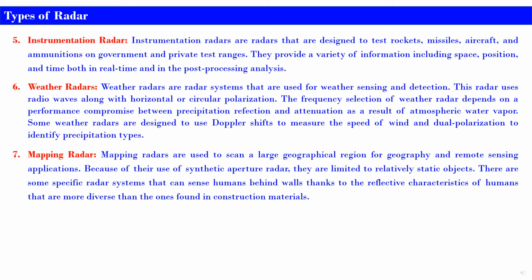Seventh, mapping radar. Mapping radars are used to scan a large geographical region for geography and remote sensing applications. Because of their use of synthetic aperture radar, they are limited to relatively static objects. There are some specific radar systems that can sense humans behind walls, thanks to the reflective characteristics of a human that are more diverse than those found in construction materials.